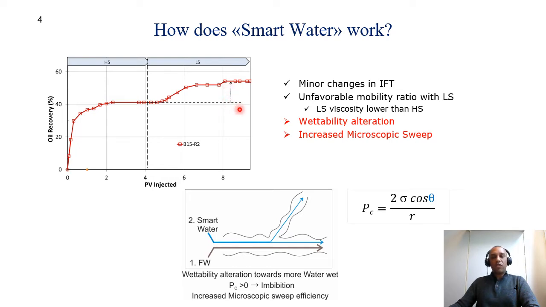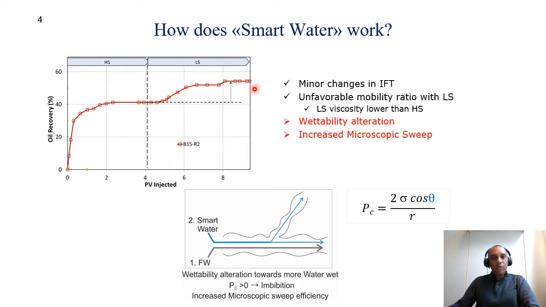What other attributes did we observe during this experiment? We observed that during the introduction of the low salinity brine, there are minor changes in IFT. We also have a less favorable mobility ratio due to the low viscosity of the water, even though we managed to increase oil recovery.